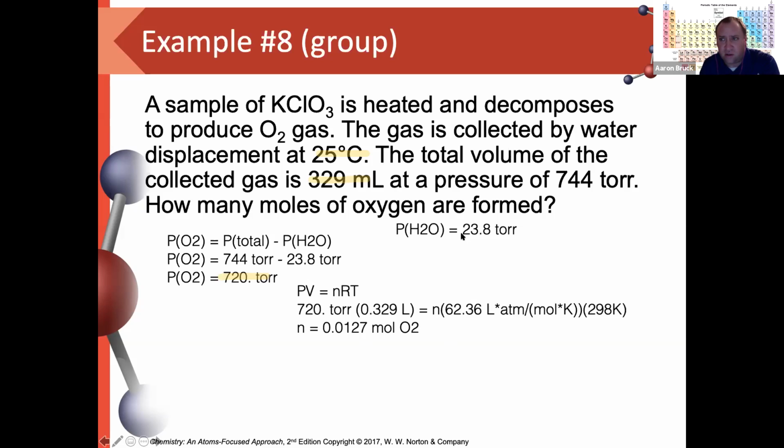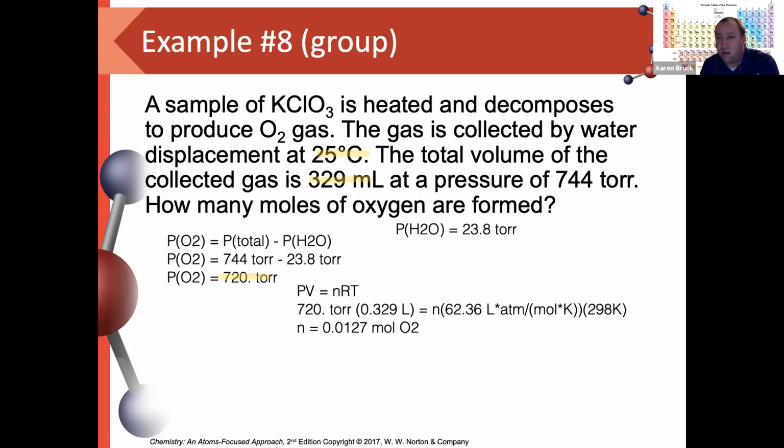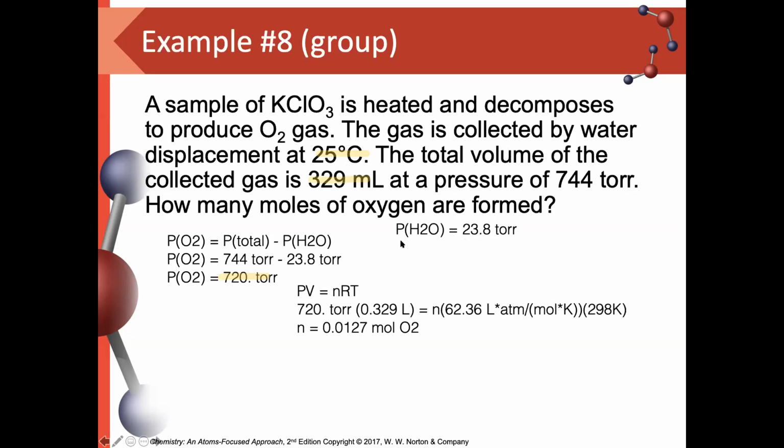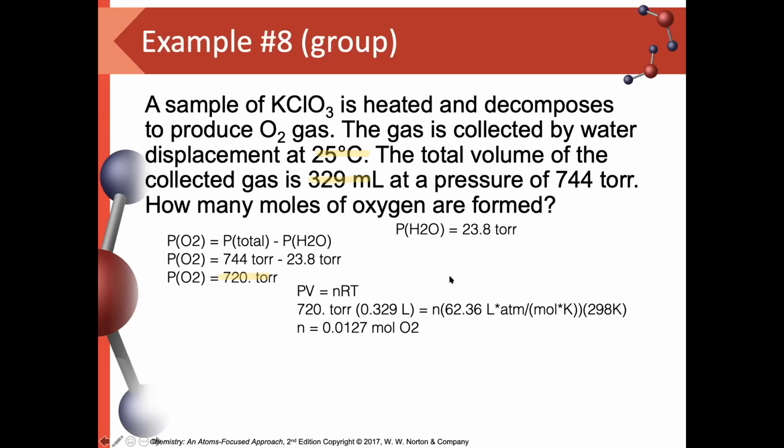Questions on this one? Where did the 23.8 torr come from for this problem? This is the vapor pressure of water at 25 degrees Celsius. This would just be found in a reference table of some kind. Oh, okay, I got you. Yeah, there's no real trick to it. This is a reference value. There are a number of different reference books out there that would have this kind of information in it. Okay. All right, anything else? No.